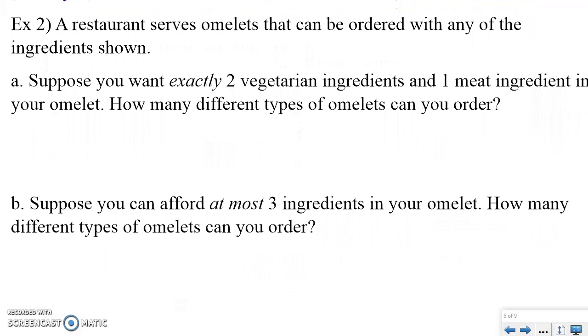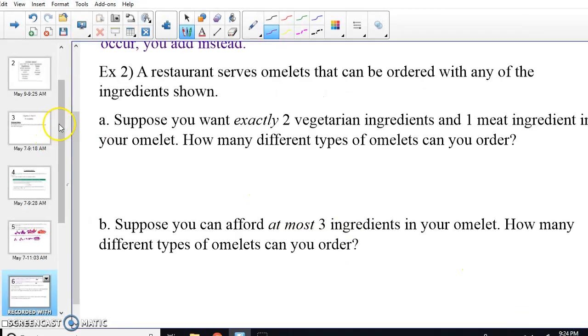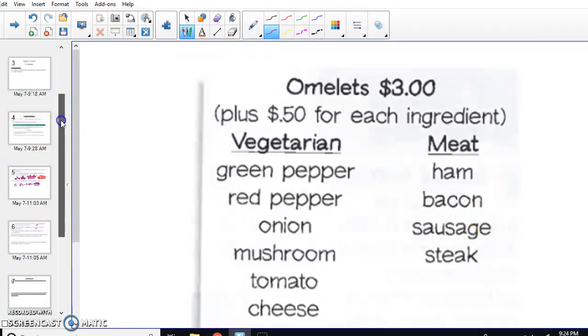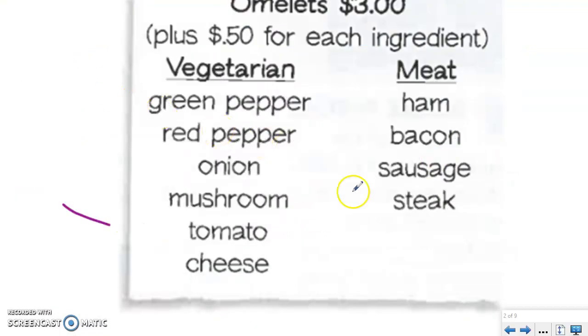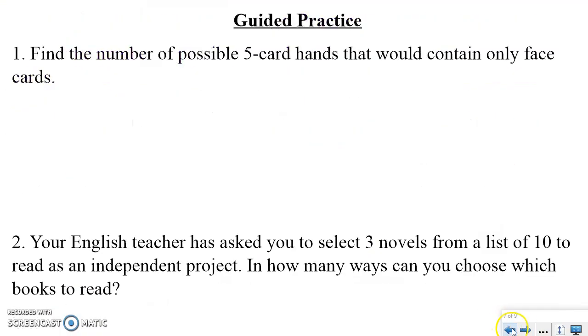So a restaurant serves omelets that can be ordered with any of the ingredients shown. So this goes back to that table that you have up here. So here's our table. So there's 1, 2, 3, 4, 5, 6. So 6 vegetarian options and 4 meat options. So 6 vegetarian, 4 meat. Important to remember. Let's get back to where we were.